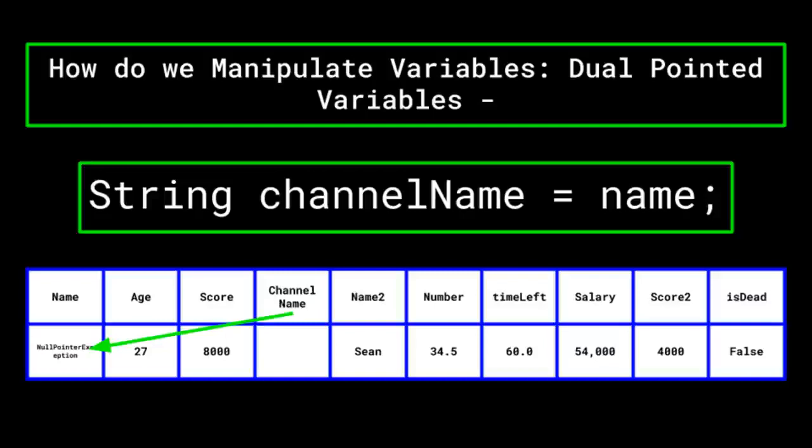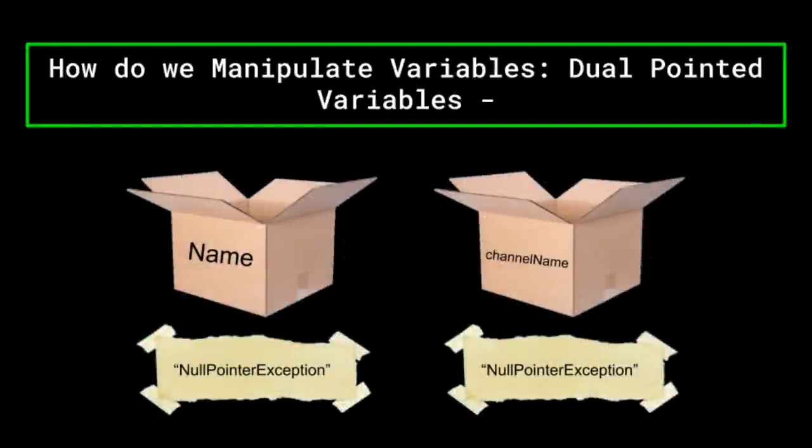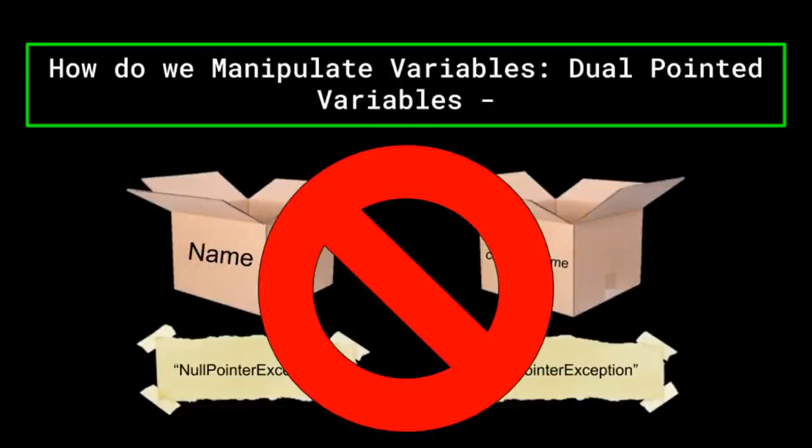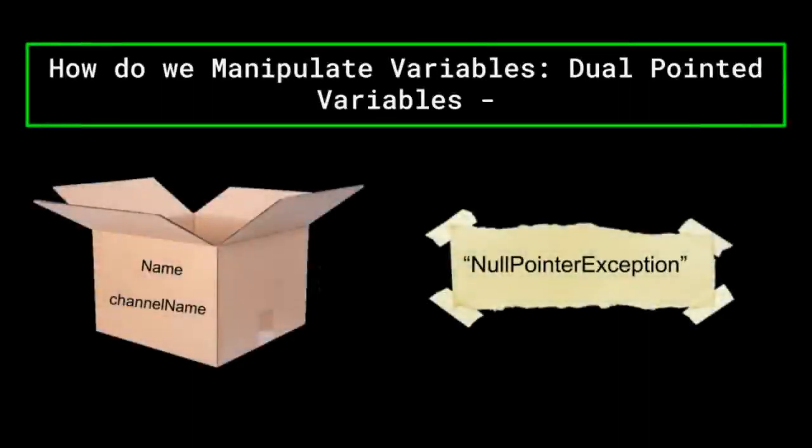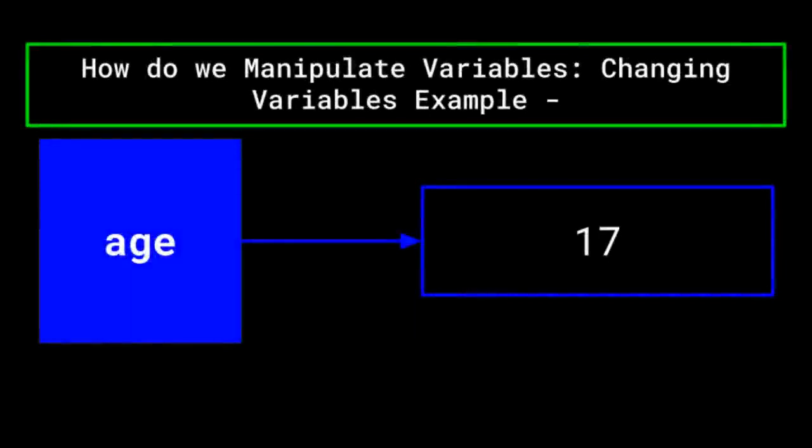Going back to our storage facility example, this would be like instead of creating a whole new box labeled channel name and storing a sheet of paper with the words null pointer exception on it, we instead simply added another label below the name box entitled channel name. Now we have two variables which point to the same contents, that being the string null pointer exception. We usually do this to save space in our code for things that we know are going to have the same value. Variables can also be updated throughout your code. For example, let's say you had an age variable, and inside of it was the integer 17.